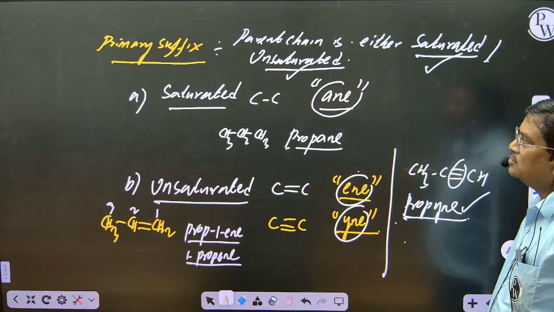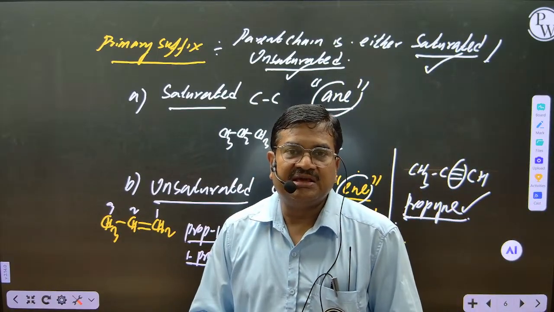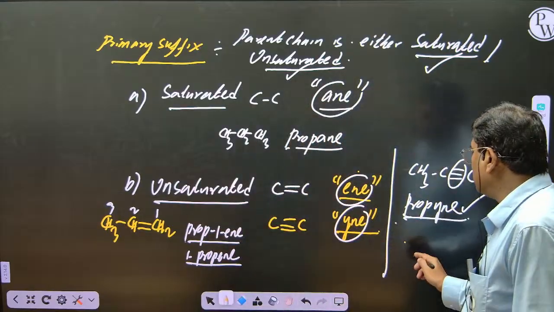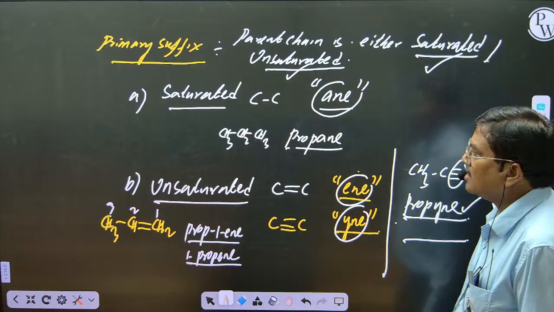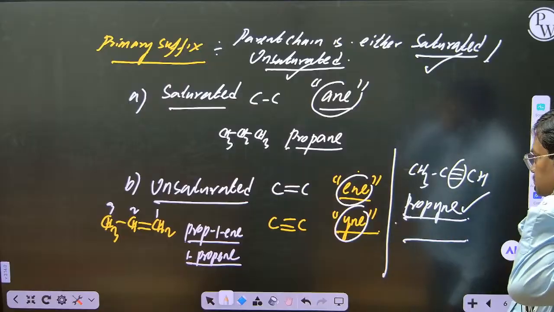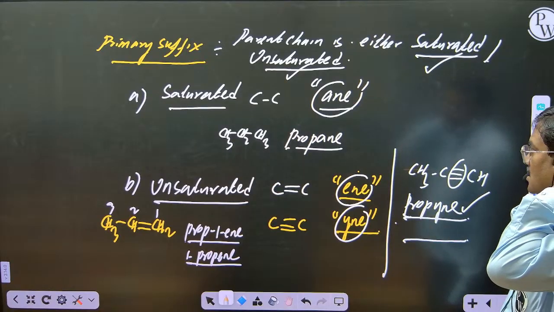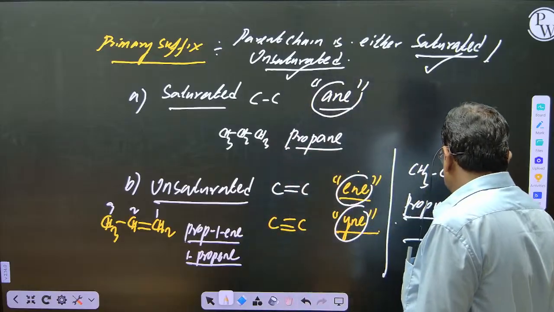Now we go for rules, how to write naming for organic compounds. There are some rules. Copy this first, then we go into the rules. IUPAC rules, we write. Clear for all? Understood now? Right. Now write the heading: IUPAC rules.